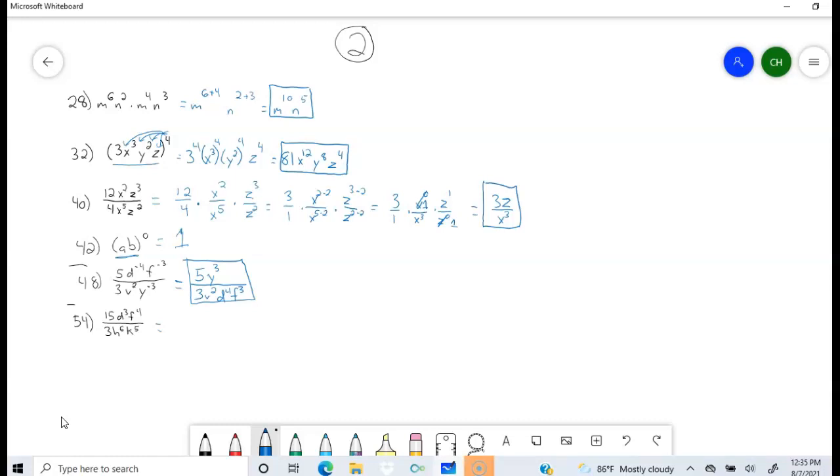So 15 divided by 3 is 5. We've got d to the third, f to the fourth. Now that comes up as h to the negative sixth. That one comes up as k to the negative fifth. So those two things are exactly the same thing. One's rational or written as a fraction. The other one has no denominator.